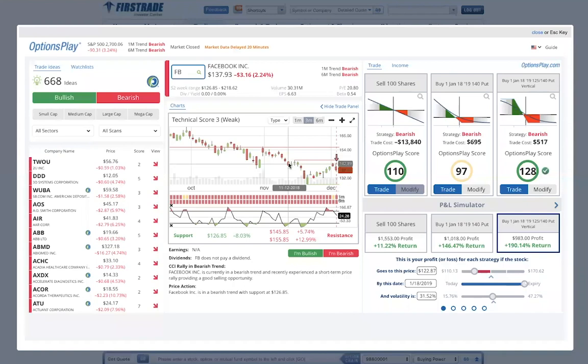So that's why we created Options Play, to make your life a little easier in terms of helping you find that starting point and then giving you the calculations such as the delta and theta calculation that we're talking about to show you exactly how these strategies perform.